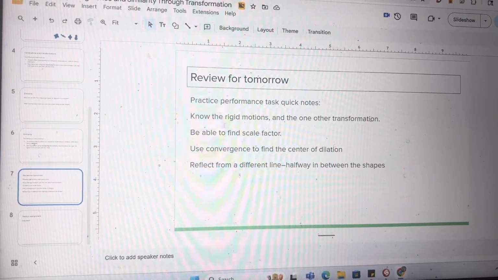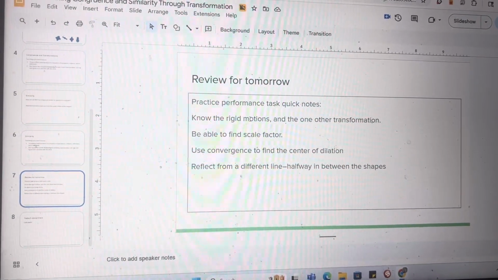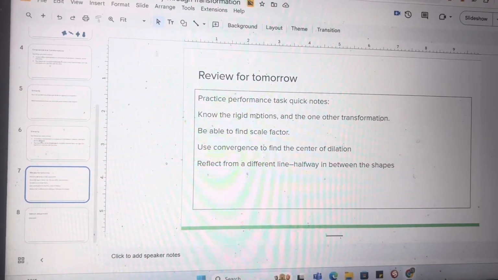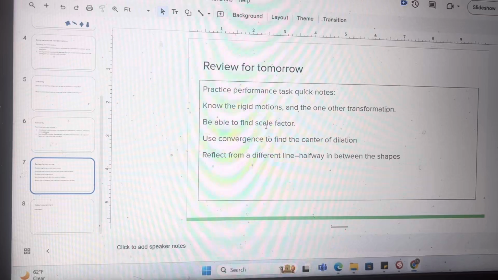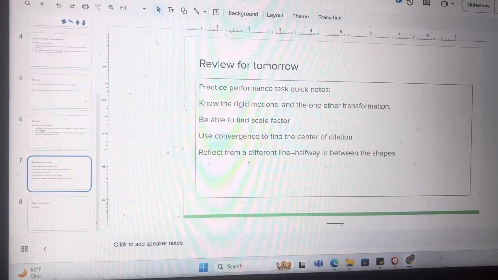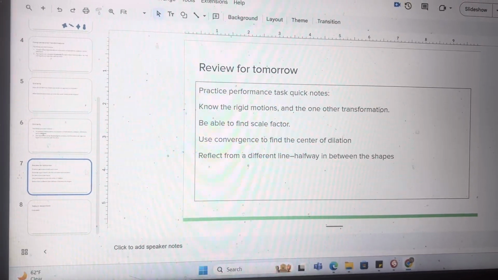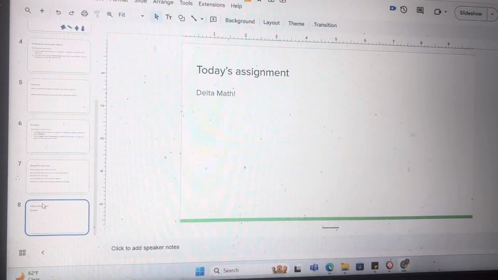On Wednesday, we're going to have a practice performance task. You need to know the rigid motions, and you need to know a way to find scale factor. So I'm giving you some practice today that's going to be this different stuff, okay?